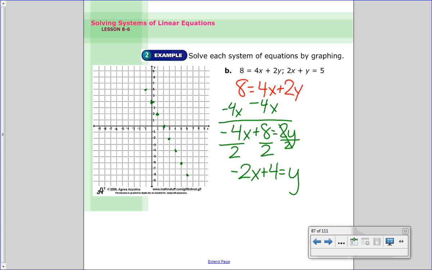And then of course do the opposite. And there we go, that's my first equation. And again, a little shaky there. All right, and now I'm going to solve the other one.